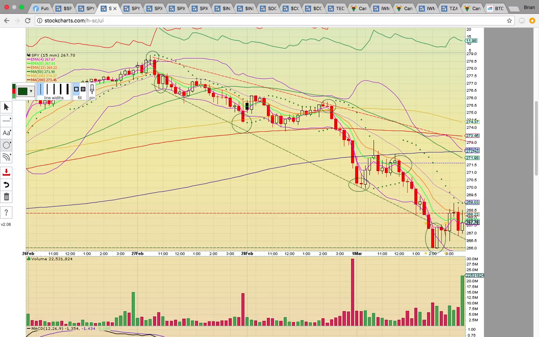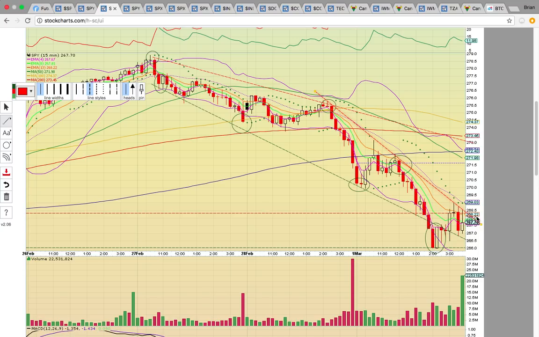You've also got this downward action happening here, and so it's going to have to break this descending resistance. So you have a channel within a channel. It has this bigger pattern here, and then it ended up having that big nosedive at the end of day.